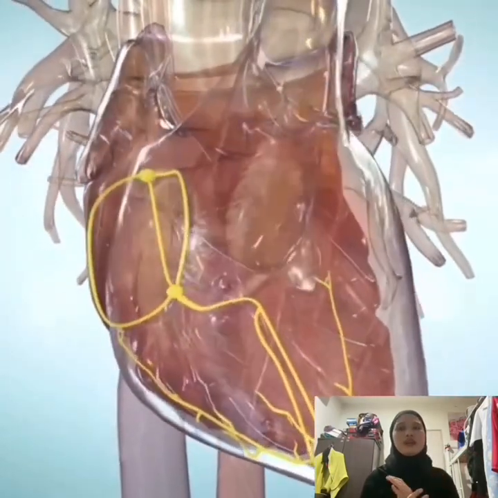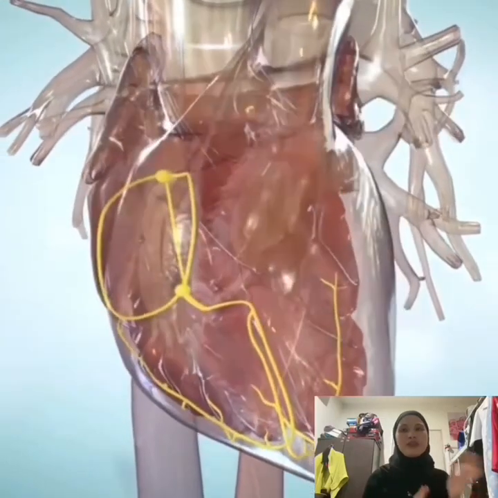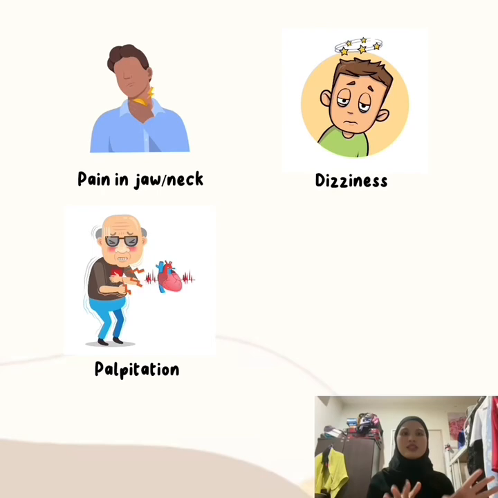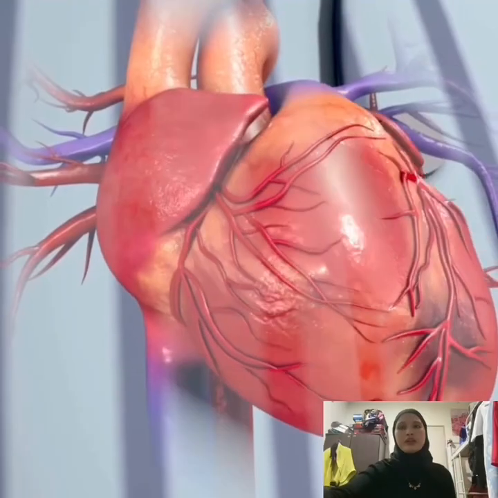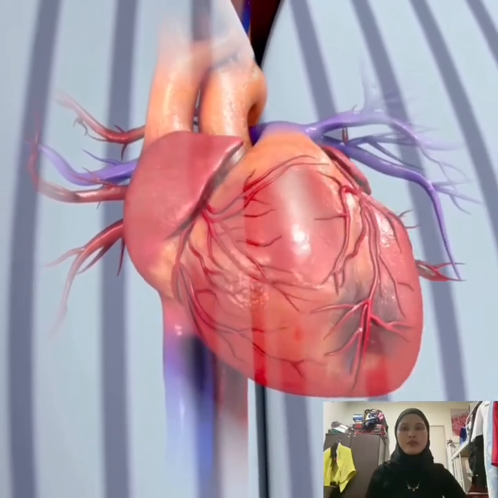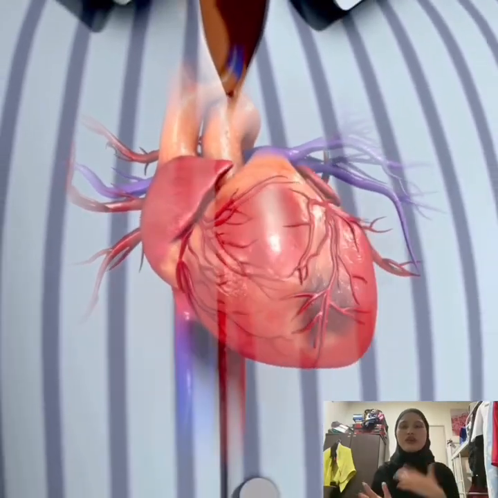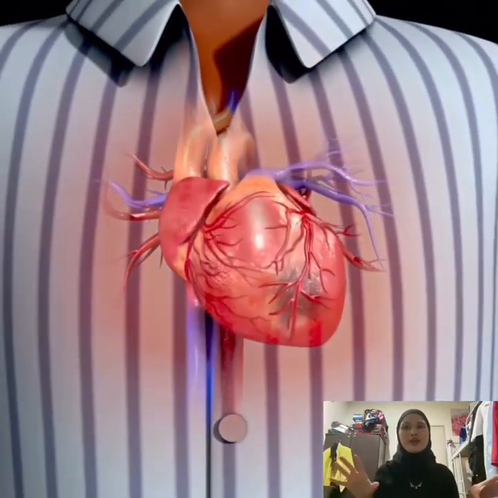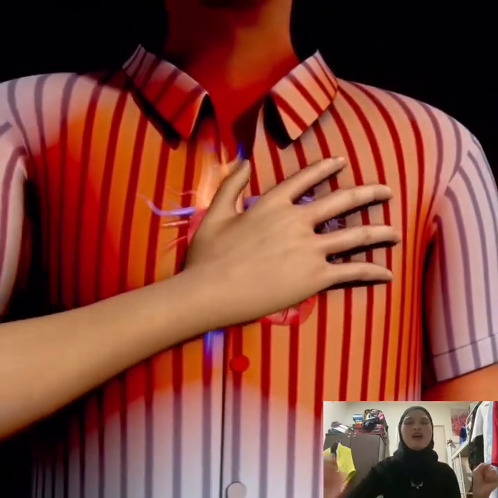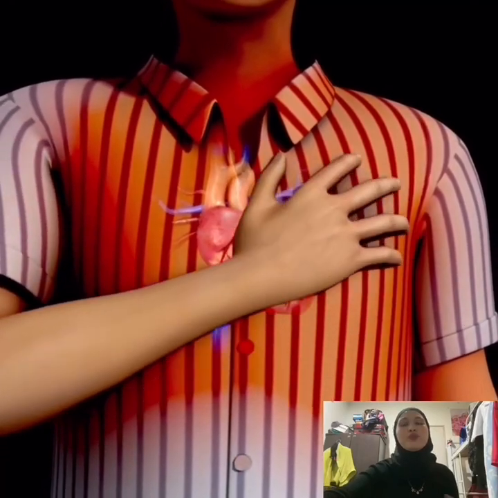Atrial flutter is less common, but both of them have similar symptoms such as pain in the jaw or neck, dizziness, palpitations, and shortness of breath. Some people have mild symptoms while others have none at all. About 1/3 of people with atrial flutter may also have atrial fibrillation. Both conditions carry an increased risk of stroke, usually managed by drugs such as warfarin or a newer anticoagulant.